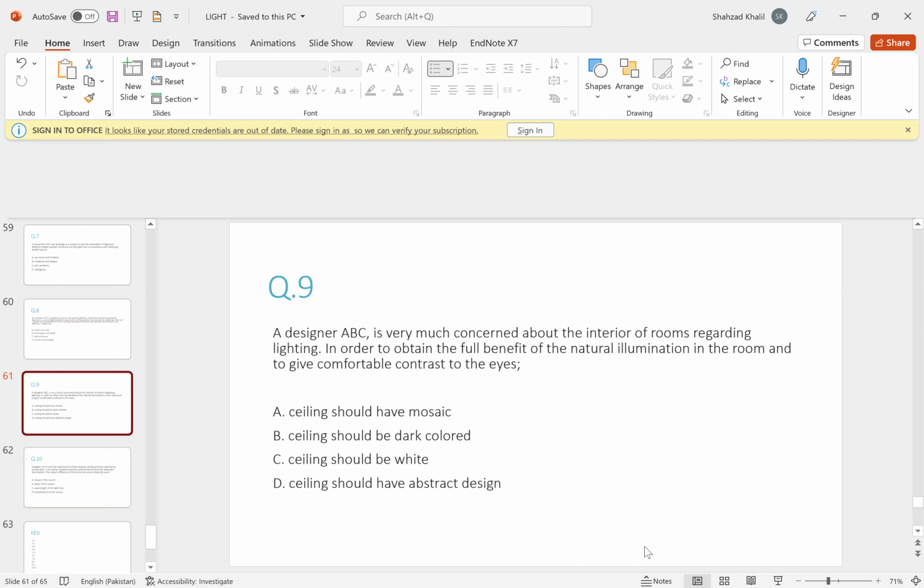A designer ABC is very much concerned about the interior of a room regarding lighting. In order to obtain the full benefit of natural illumination in the room and to give comfortable contrast to the eye: the ceiling should have mosaic, the ceiling should be dark color, the ceiling should be white, or the ceiling should have abstract design. C. Yes, C is the correct answer. Ceiling should be white.